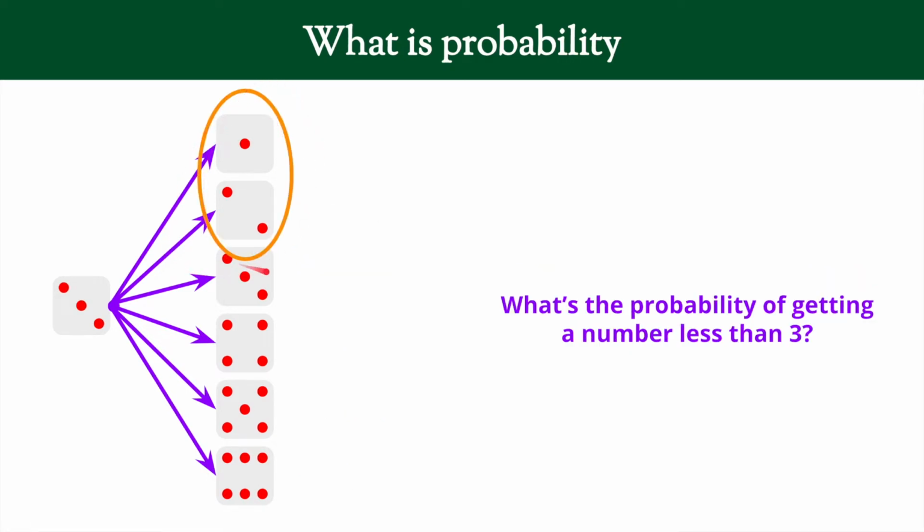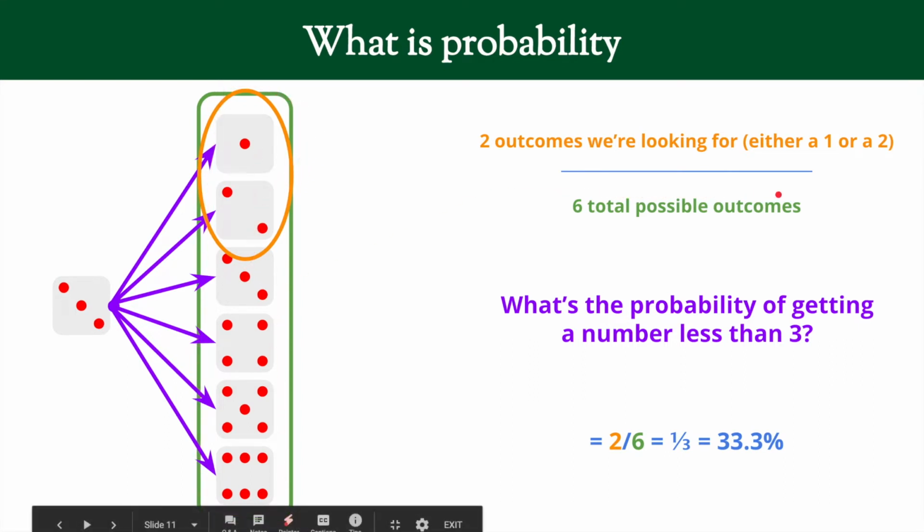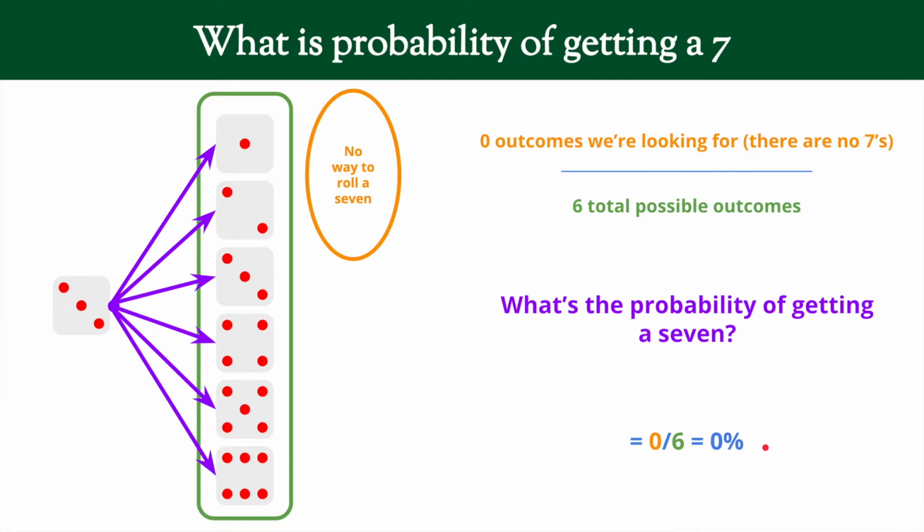Let's take another look here. What if we want to get a number less than 3? That means either a 1 or a 2. So there are 2 ways we can get a number less than 3. We can either roll a 1 or a 2 out of 6 possible outcomes. And so 2 divided by 6 equals 33%. So the probability there is 33%.